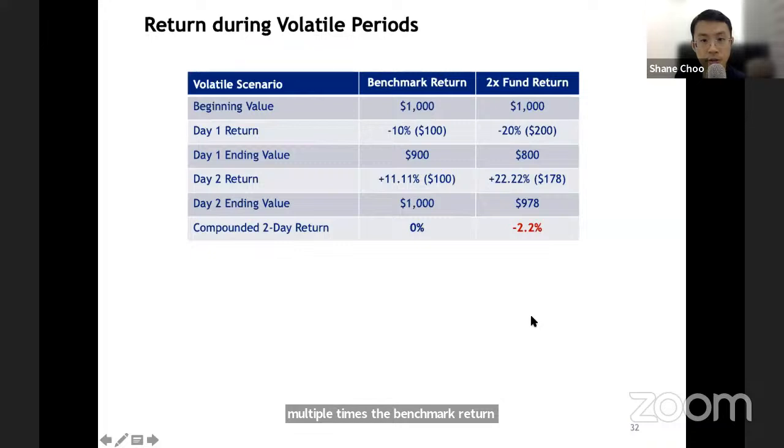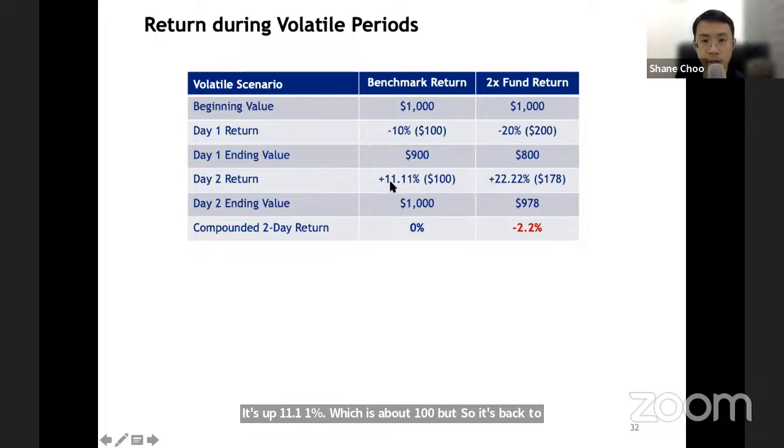So the third scenario is where the benchmark return on the first day is down 10%. So 1,000 bucks is down to 900 bucks. So the leverage fund is down by 20%, so down to 800 bucks, right? Day two, the benchmark return is back to break even. It's up 11.11%, which is about 100 bucks. So it's back to the break even.